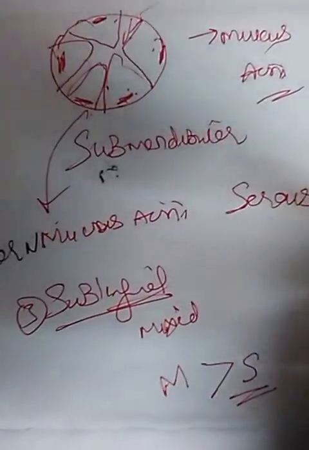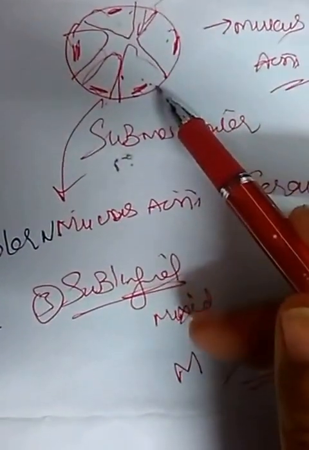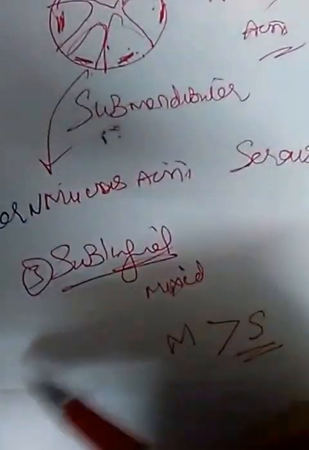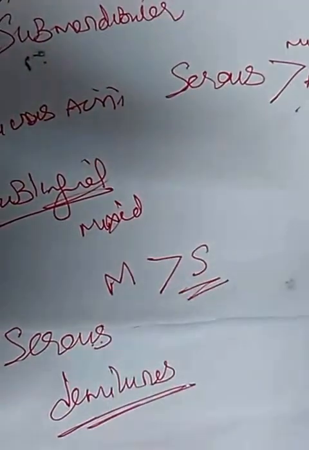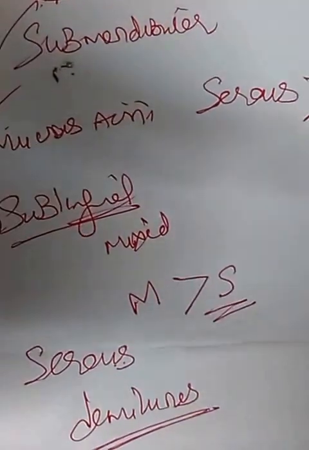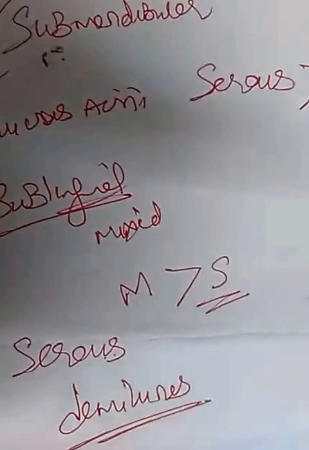Now one question which has often come in your DNB exam is about the serous demilunes. What is the meaning of serous demilunes? Last time they asked it just as a fact question, like where serous demilunes are present, but this time the question can be shown in image form. So how do you need to identify it?